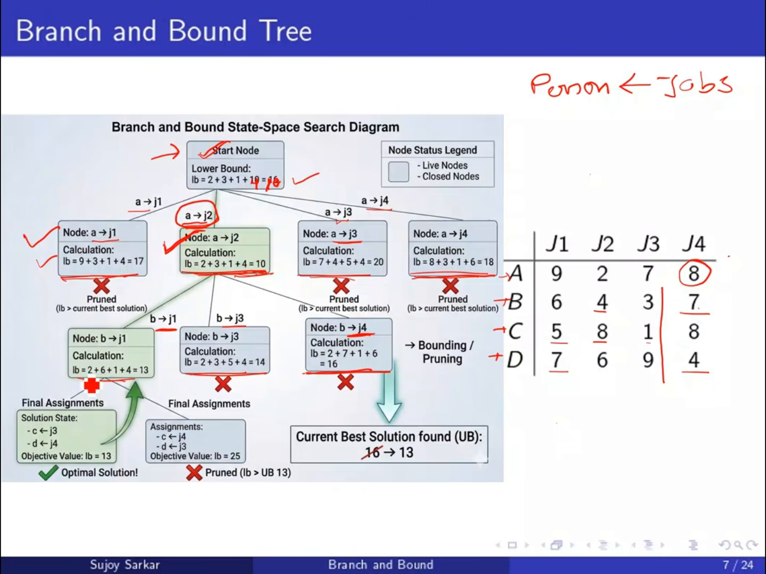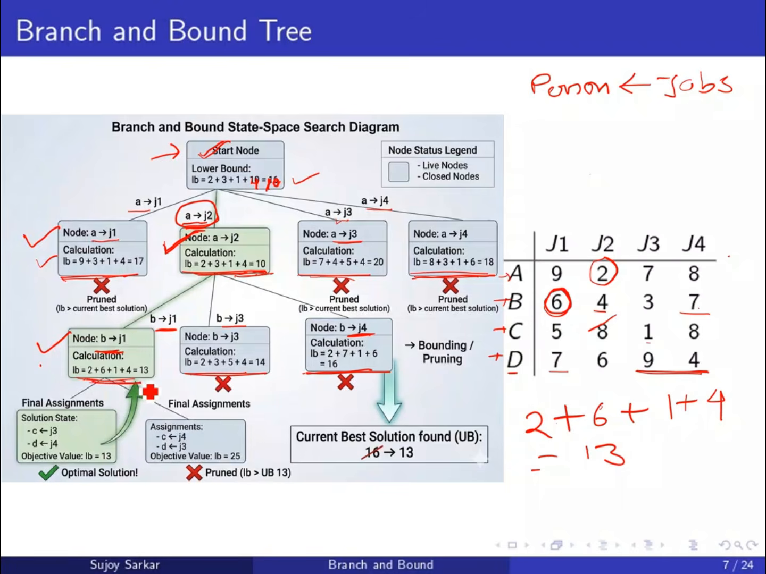So let's calculate the lower bound for this node. A is already assigned job 2, means it will cost 2. B is already assigned job 1, that means it will cost 6. So C cannot be assigned job 1 or job 2, either job 3 or job 4 it will be assigned. So minimum is 1. Same way for D, minimum of these two is 4. So that will be total 6 plus 2, 8 plus 9, 13. So lower bound for this node is 13.